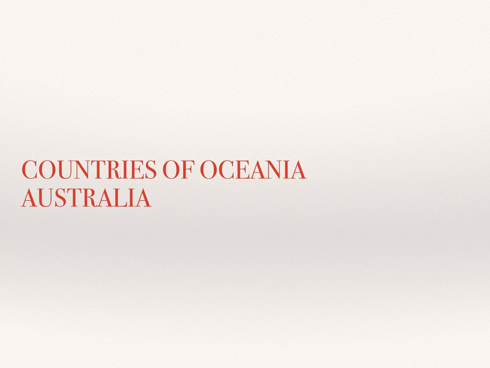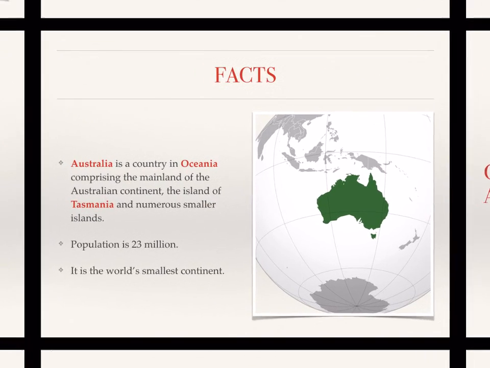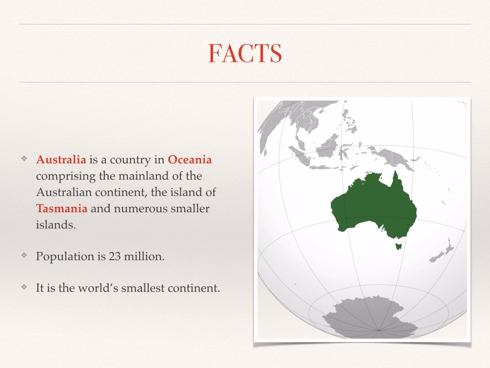Countries of Oceania, Australia. Facts. Australia is a country in Oceania, so he moved on from Southeast Asia down to Oceania. It comprises the mainland of the Australian continent, and it also includes the island of Tasmania and numerous smaller islands nearby. The population of Australia is 23 million, not very large. It's the world's smallest continent.